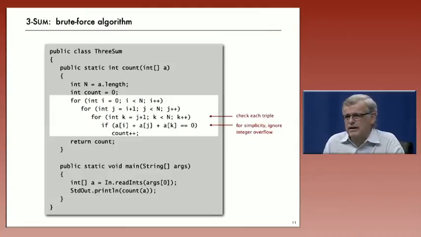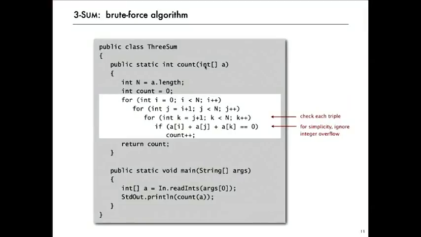It's got a static method count that is going to take an integer array as argument. N is the number of integers, that's the length of the array. We'll start with a variable count equals 0. And then a triple for loop that checks each triple i, j, k. We go i from 1 to n, j from i plus 1 to n, and k from j plus 1 to n, so that we get each triple just once. And then if a[i] plus a[j] plus a[k] equals 0, we increment the count. And after that triple for loop, we return the count.